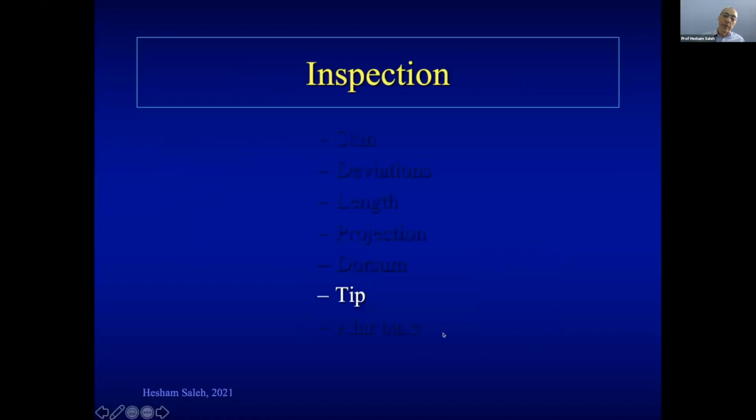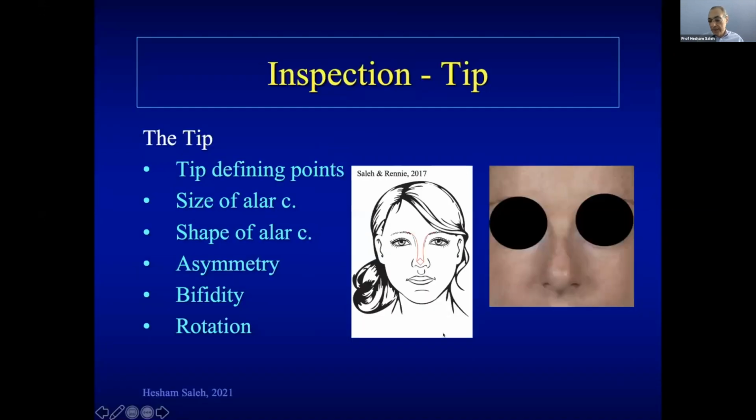So tip, you really have to spend your time, look at the tip, look carefully at the skin, look at the shape of the alar cartilage. You'll see them underneath quite often. You could actually almost follow them, like the shadow under the skin, especially with thin skin. Look at the size, look at the shape, look at the asymmetry between them, any bifidity, space between the medial crura or the domes, and the rotation of the tip, which I'll show in a minute.